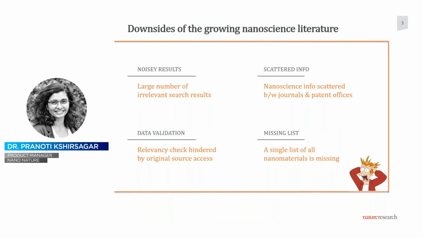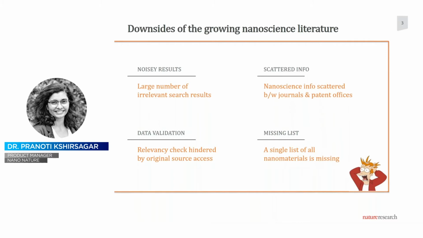Then, of course, the scattered information. It's a no-brainer that with the number of papers that are published and the number of patents that are being granted, the peer-reviewed scientific articles are scattered between journals and from patent office to patent office.